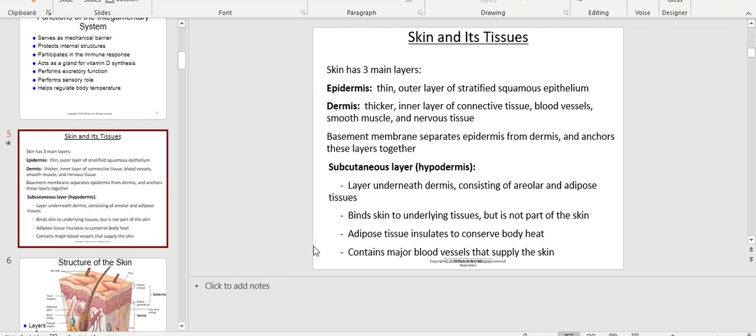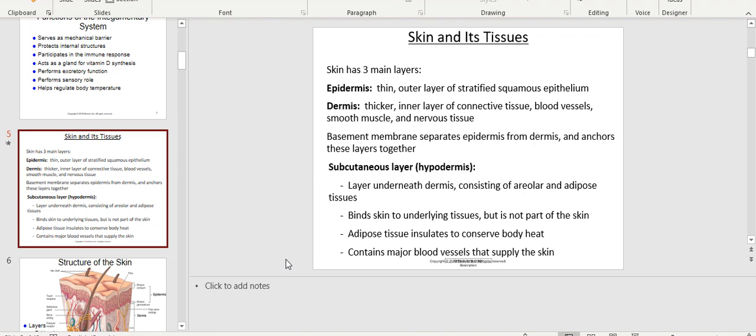Skin has three main layers. There's the epidermis, which is the outer layer. Okay, completely dead. The top layer of your skin is dead. That's why it sloughs off. And what is it? 70-80% of all dust is skin cells.